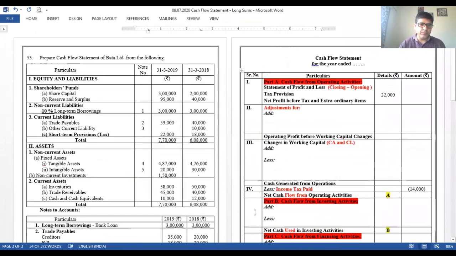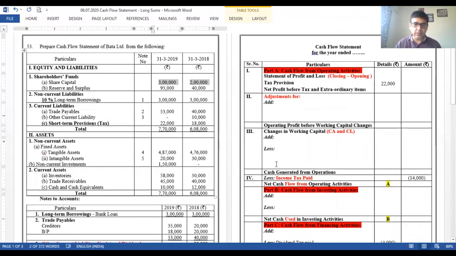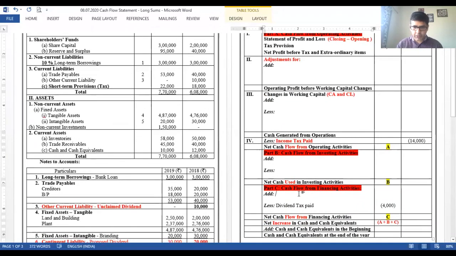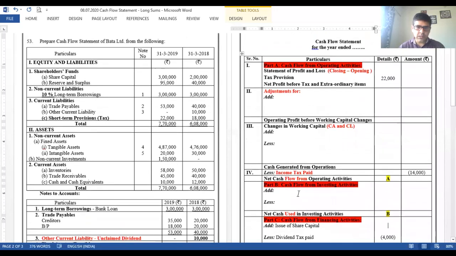Now let us go through the balance sheet. In the balance sheet, we can see the share capital. Share capital has increased from 2 lakh to 3 lakh, right? When share capital has increased, it shows the issue of share capital. Financing, add. So let me put it over there. Financing, add over there. Issue of share capital, right? Amount is 1 lakh.